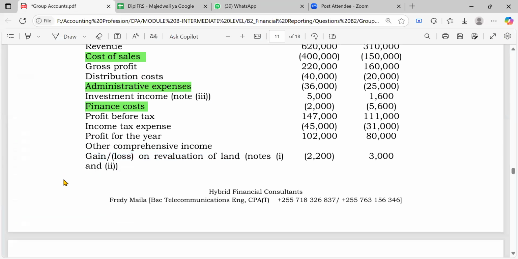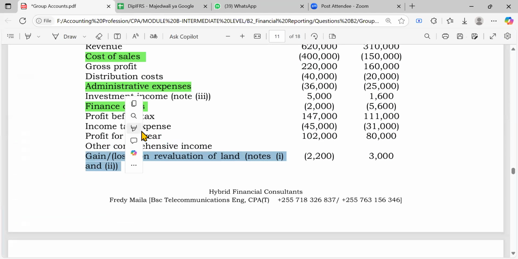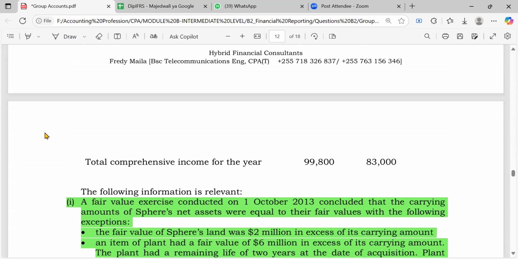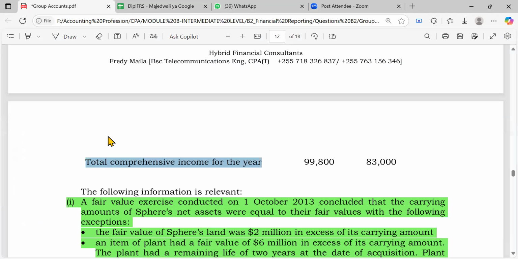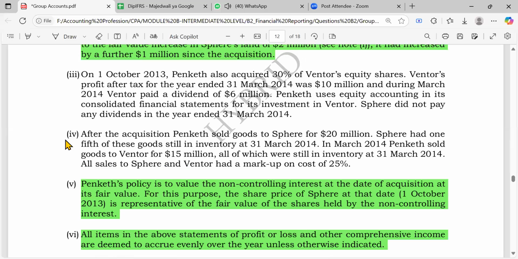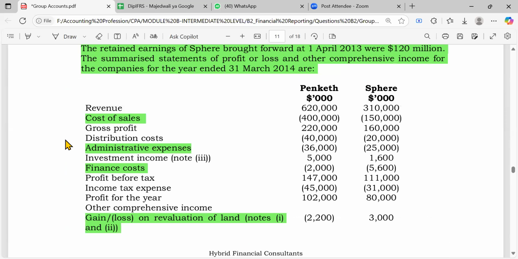I think we have nothing left here. So we could just highlight this and be done with it. This is just total comprehensive income. Total comprehensive income, of course, we know about it. It should always be there, right? Whenever we have the income statement, we should always have the total comprehensive income. That is normal. So I think we just need to finalize. We just have two notes of additional information, and then everything should be clear.